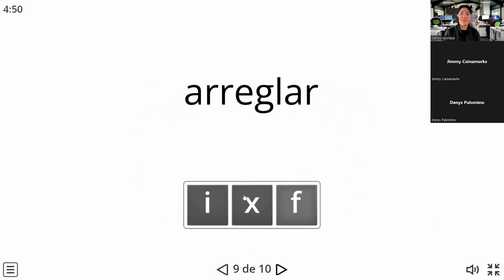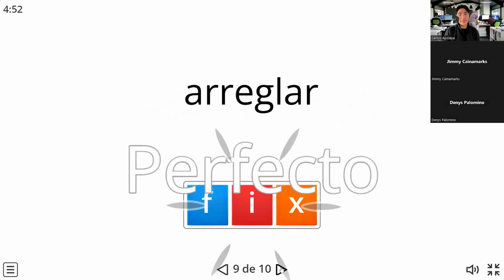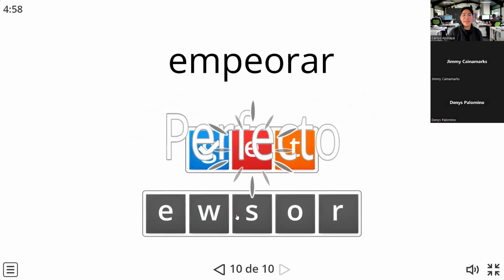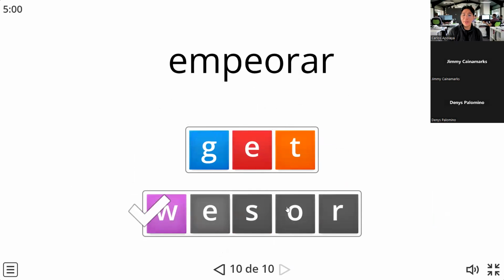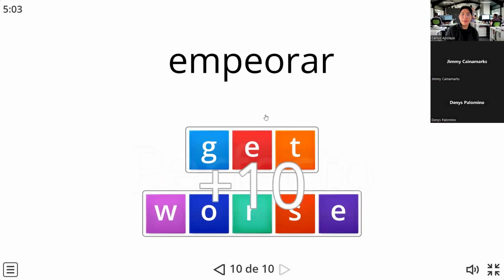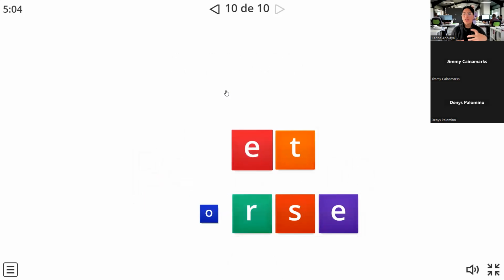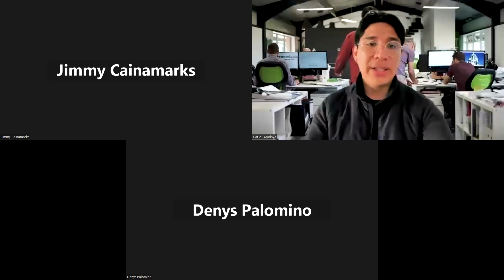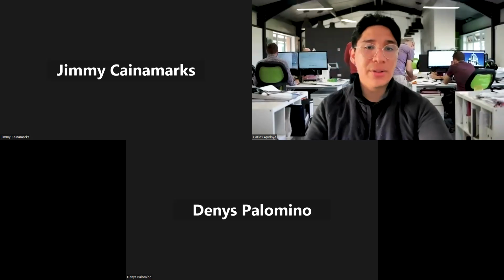Arreglar, we need to fix. Fix the teeth. Empeorar, to get worse. To get worse, okay? So remember this vocabulary, remember how we use pull, take out, remember to gargle. These words are really important for our conversations.